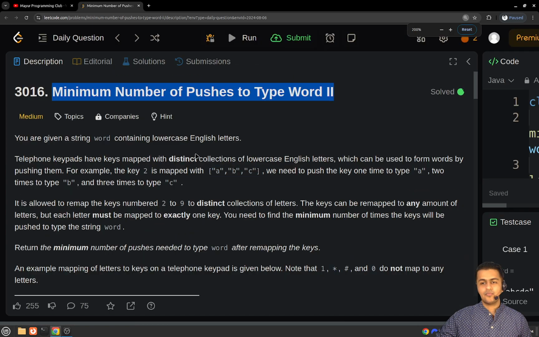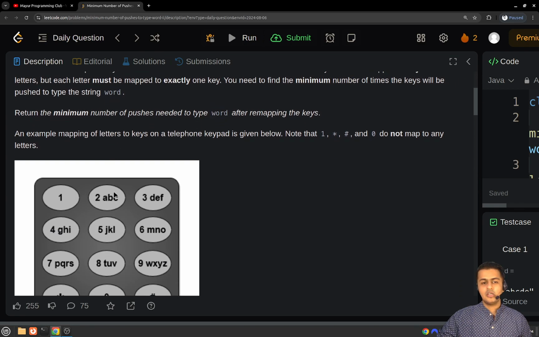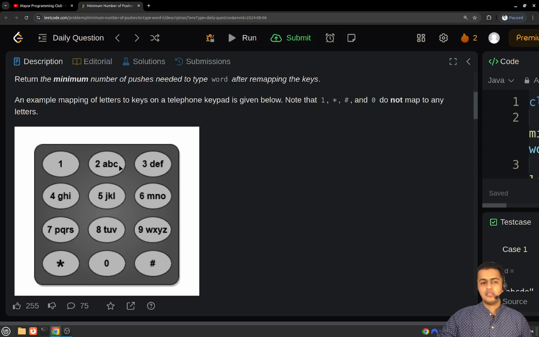Okay, so you will be having a telephone keypad, and each key on this keypad is mapped to some lowercase English letters. Not each key, some keys are mapped to lowercase English letters, and the mappings are such that the collection of letters to which a particular key is mapped are distinct, which can be used to form words by pushing them. Here, for example, 2 is mapped to A B C, so we can form words by pushing 2 3 4 5 6 7 8 and 9.